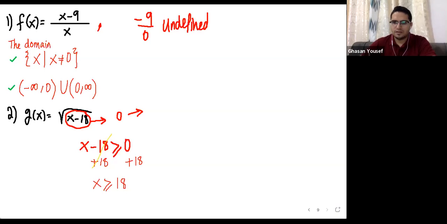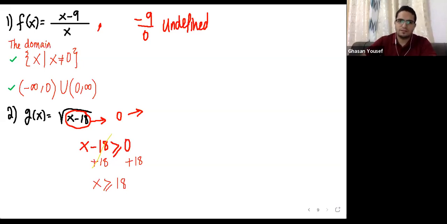How did you get rid of the square root? I did not get rid of the square root. I found just the domain. The domain should be any positive number inside the square root. Under the square root should be 0 or positive. This means x minus 18 must be greater than or equal to 0. Then I solve this inequality like last time.